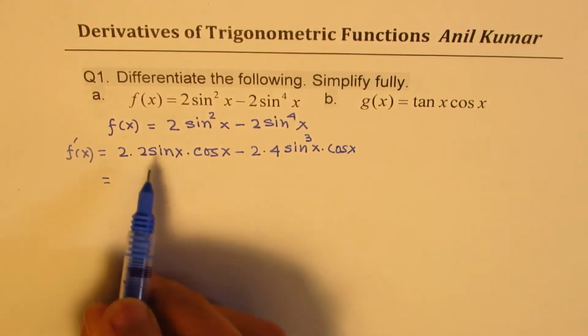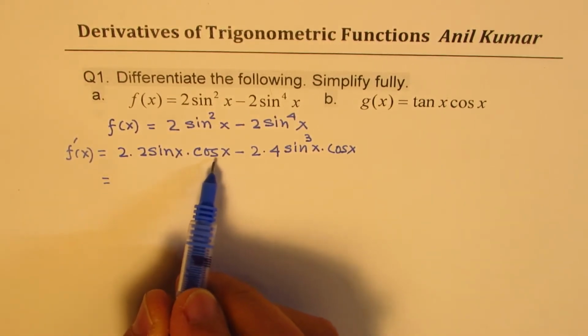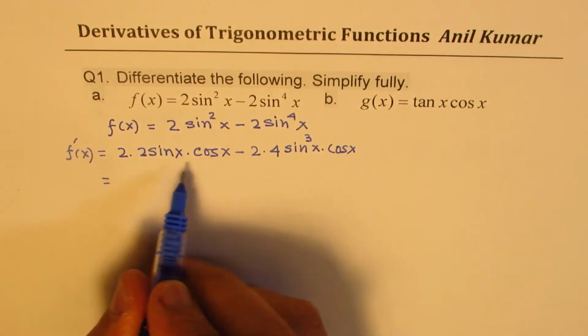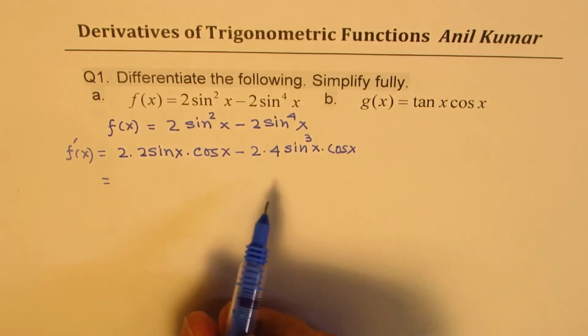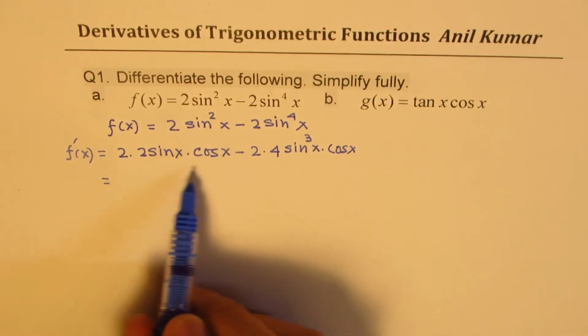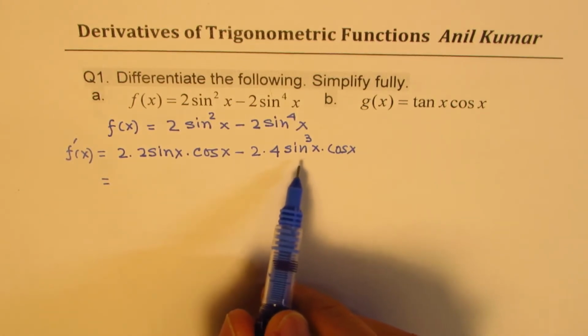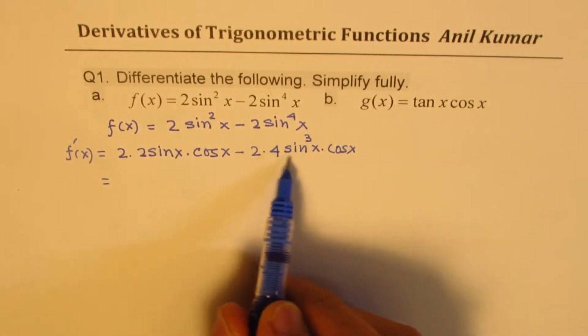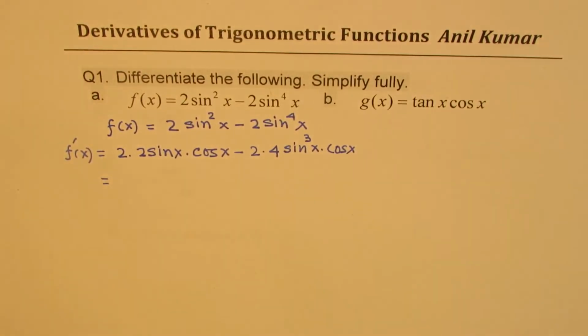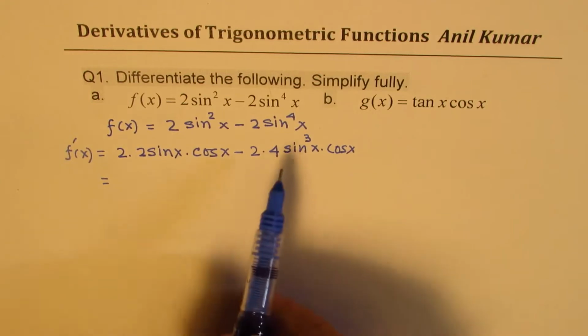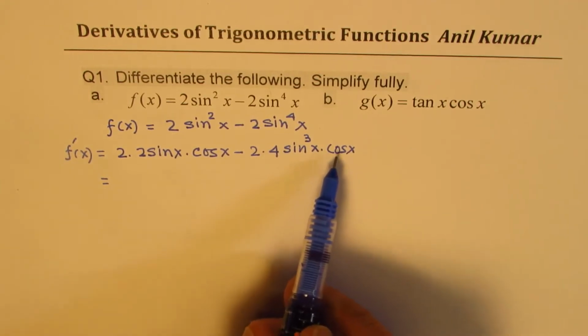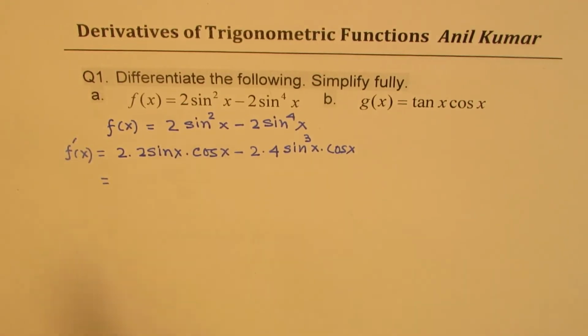Now 2 sine x cos x is sine 2x, right? So we could write this as sine 2x. Or what we can also do here is, now this second part, which we have as 2 times 4 sine cube x times cos x, we can actually take cos x common, right? So let's do that.